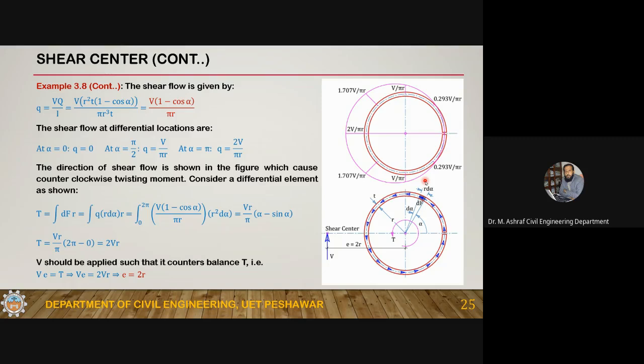Because of the twisting moment, it will roll. It will roll because the shear center is here. You will have to apply a load here. You will have to make some arrangement to apply the load here.